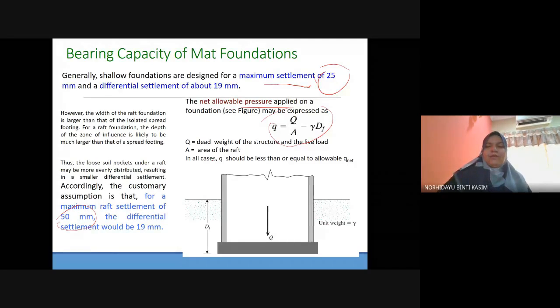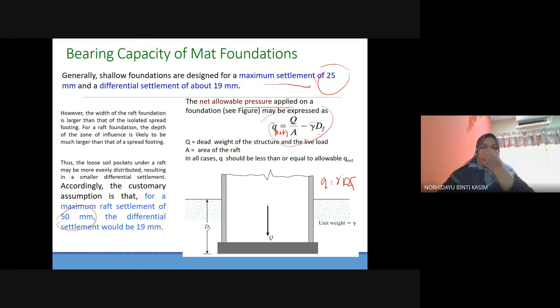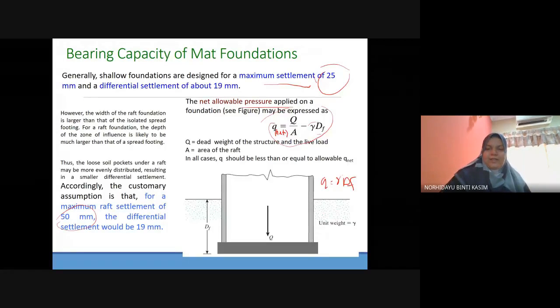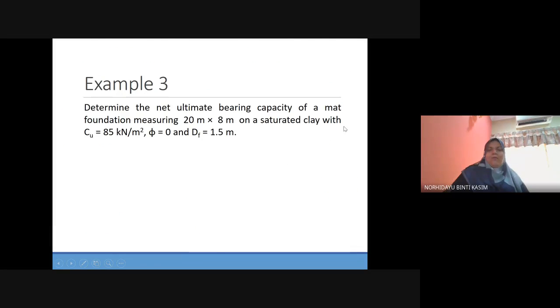Okay, so Q equals this one. This one is Q, actually. This one is Q net, the net allowable pressure, equal to this equation: Q net equals gamma Df. Gamma is the unit weight of the soil. Df is the depth of the foundation. Again, Q is the loading from the structure.